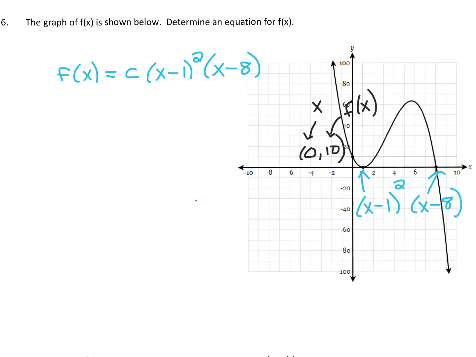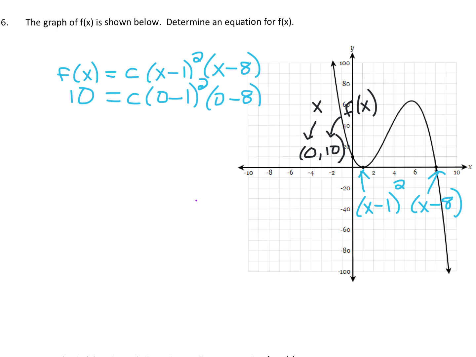So I'm going to replace this f of x with a 10. And anywhere I see an x in our function there, I'm going to replace it with a 0. So I'm going to replace this x with a 0 and this x with a 0. Okay, so there we have it. We replace the f of x with a 10. Please don't write f of 10. It's f of x. The y value is equal to 10. And then we replace the x's with zeros.